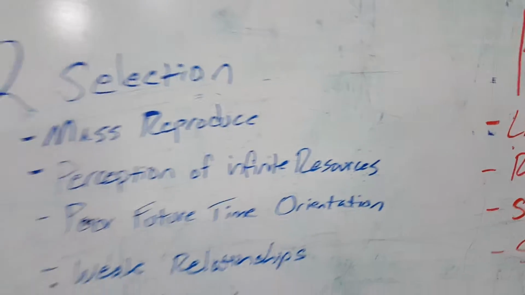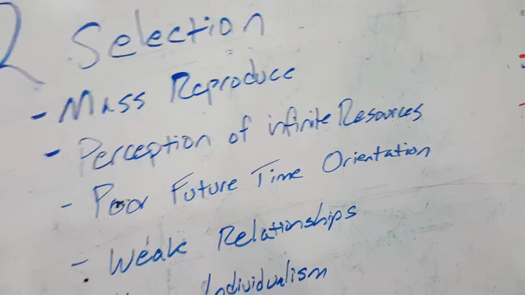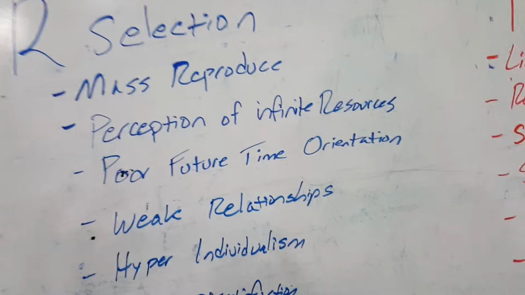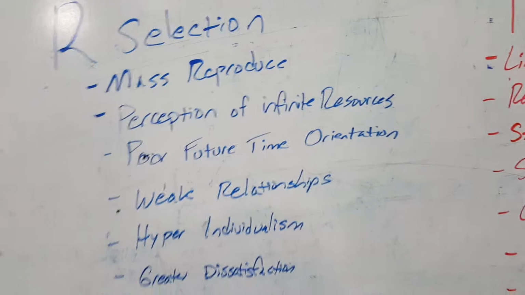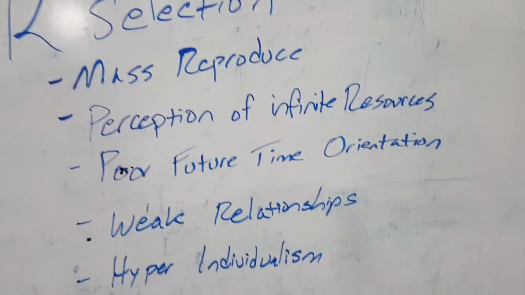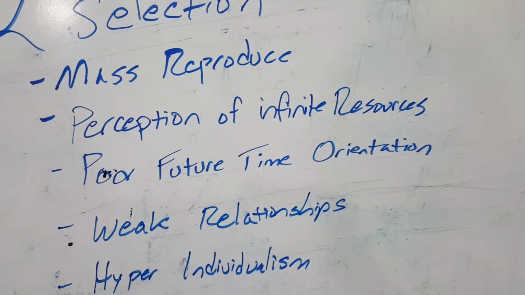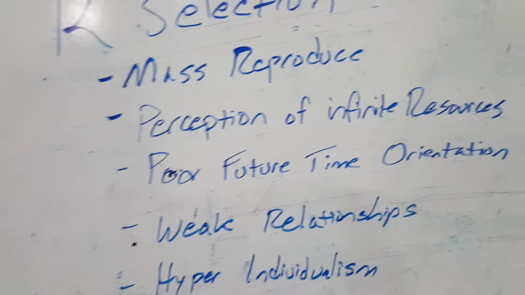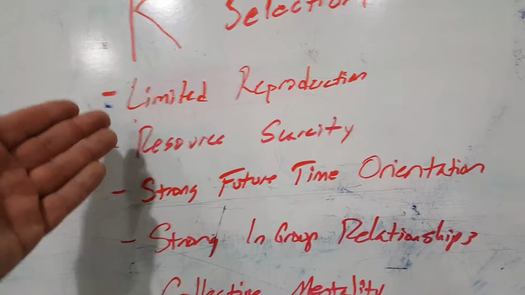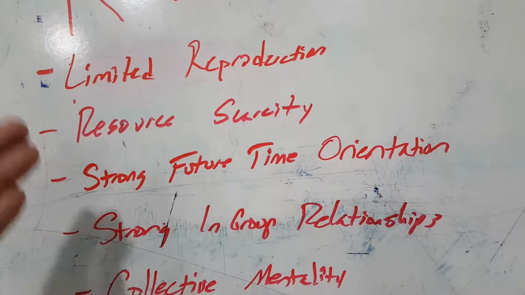The differences again continue, where perception of infinite resources will lead to mass reproduction. If your brain perceives that there are infinite resources in front of you, you will continue making more and more and more bunnies without any consequence to the future. So if you think that you have infinite resources ahead of you and you can mass reproduce, you don't think about the future as much. Versus K selection, where you perceive resource scarcity, harder to find resources, you start thinking about tomorrow a lot more.